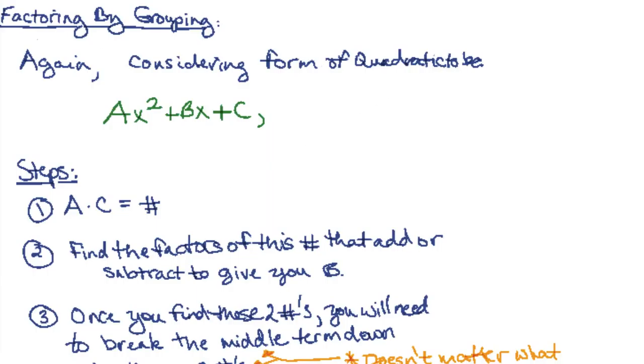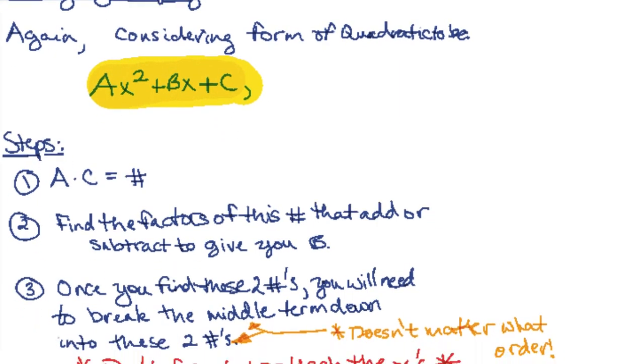Again, if we're looking at the general form of a quadratic expression to be in this form that I have here, ax squared plus bx plus c, these are the following steps that you will need to do to factor by grouping.